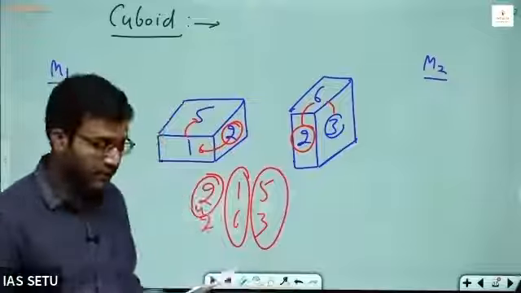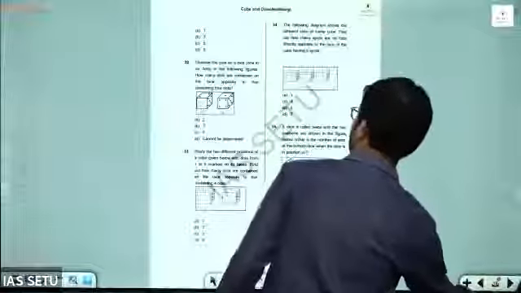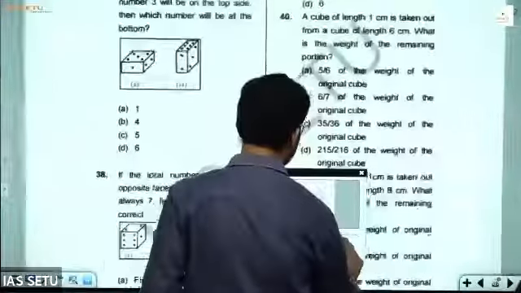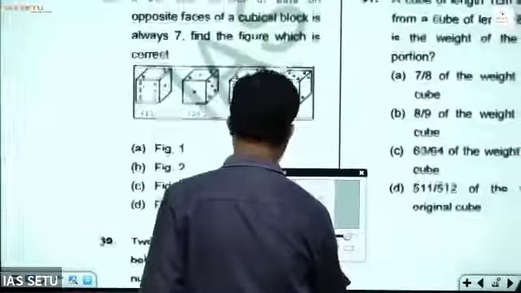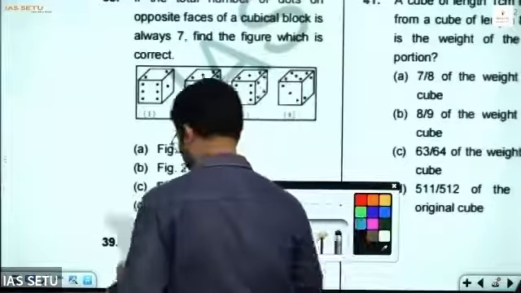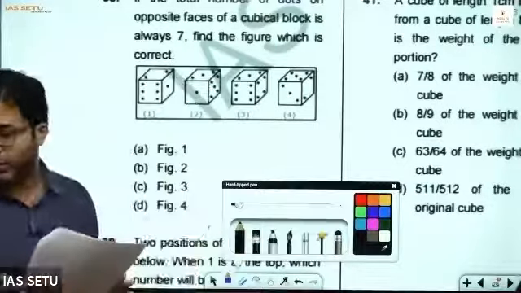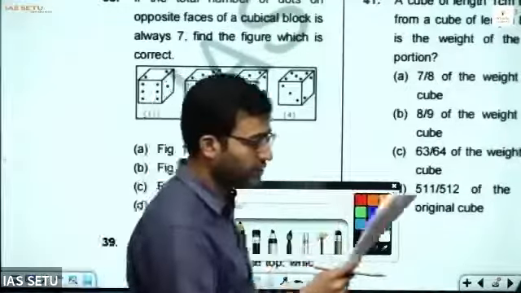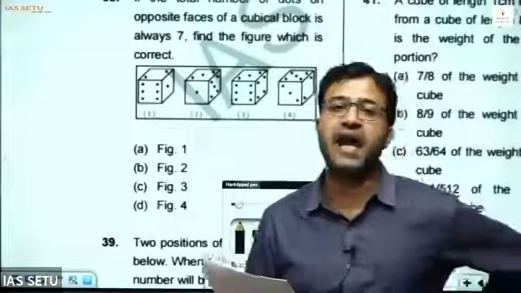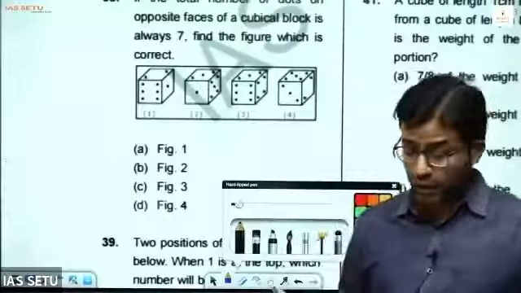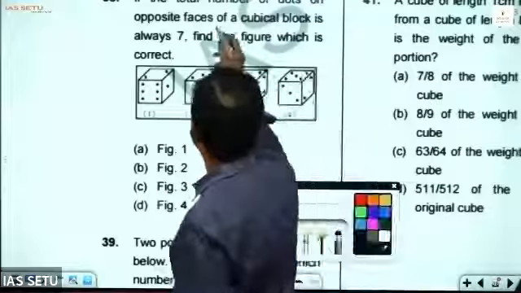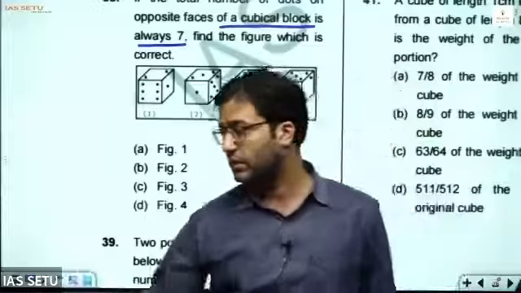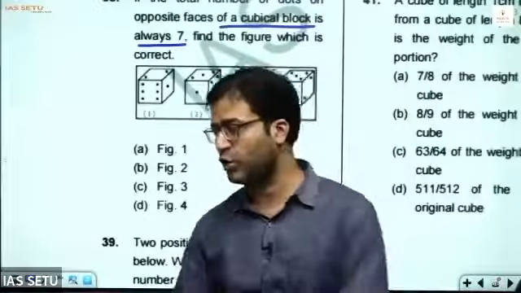Next, I take question number 38. Question number 38 is easy, but I don't know why some students get confused about the language of the question. Let us read the question carefully. Question number 38: if the total number of dots on opposite faces of a cubical block is always 7. The total number of dots on opposite faces of a cubical block is always 7. It means their sum is 7. Yes or no? Their total should be 7.